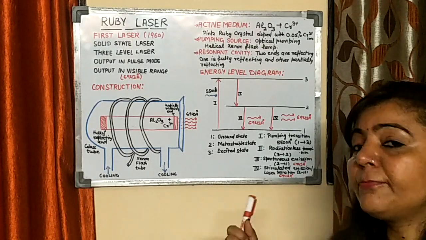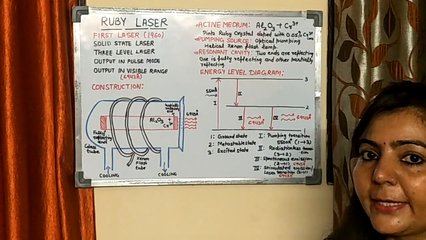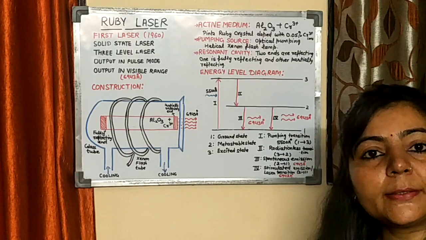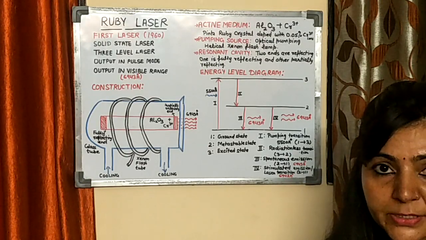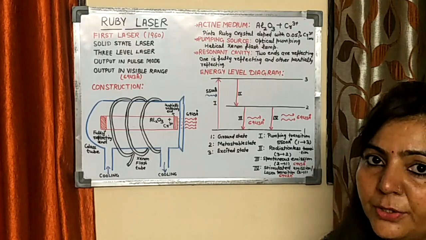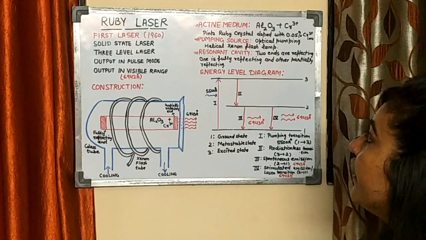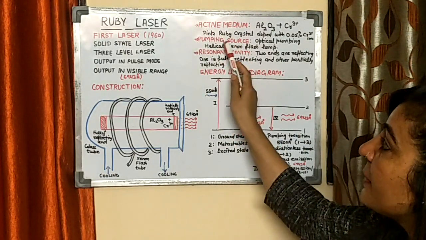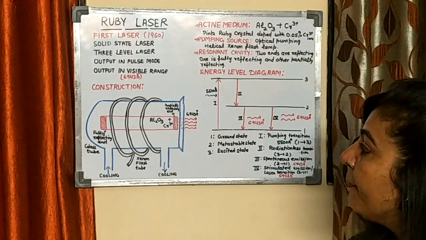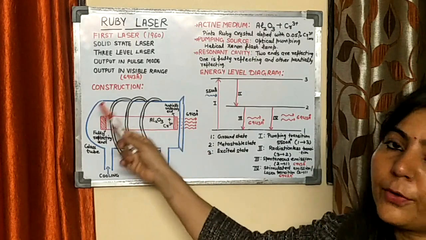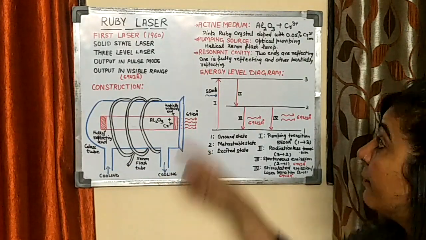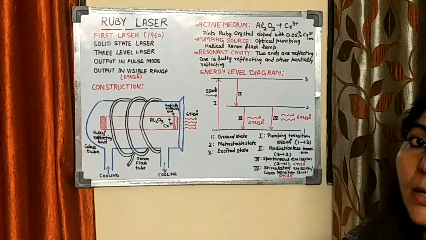As we have already discussed in our previous lecture, the main components of any laser system are active medium, pumping source and resonant cavity. 3 main components are there: active medium, then pumping source and then resonant cavity. This is the general diagram of a Ruby laser, where one by one we will discuss all these 3 components.